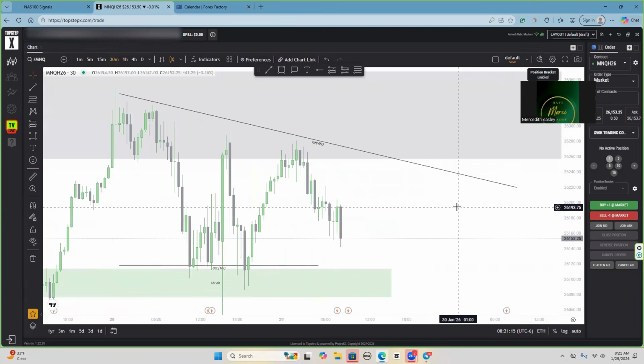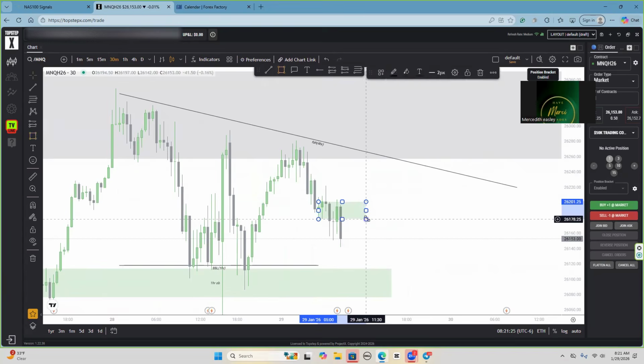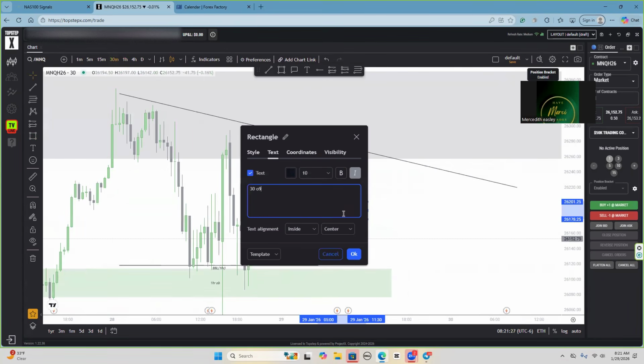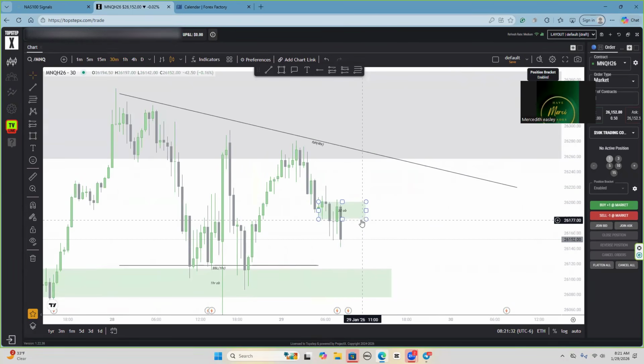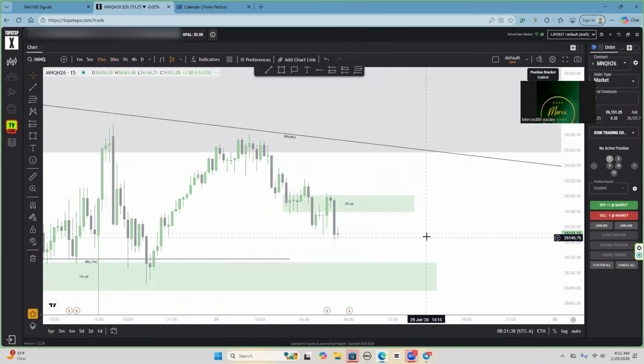All right, I see that price rejected this order block here, and price has been rejecting this order block here multiple times, right? But I'm going to make it a 30 OB because if price does close below, I can easily redefine it to the most recent there. All right, let's go to the 15.